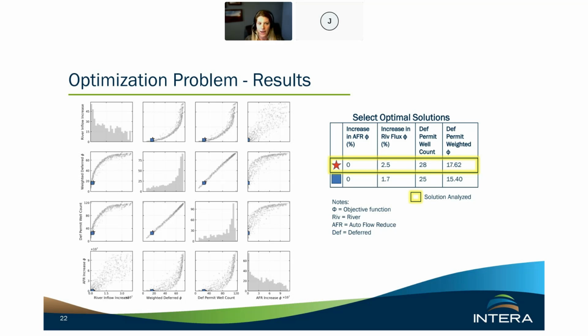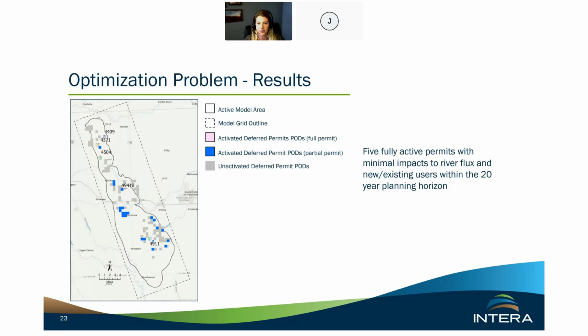It ended up having 28 active deferred permit pumping wells. Again, that's just the wells, not the deferred permits that are active. And a total weighted score of 17.62. So what that ends up looking like: I'm showing here again the aquifer boundary, and we've got those same POD polygons shown.